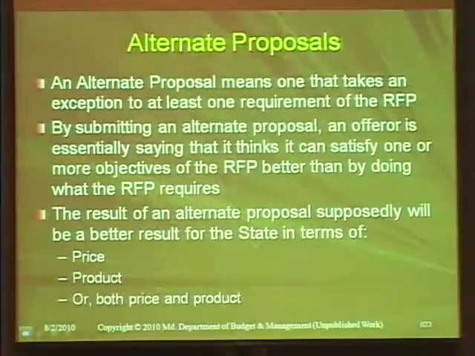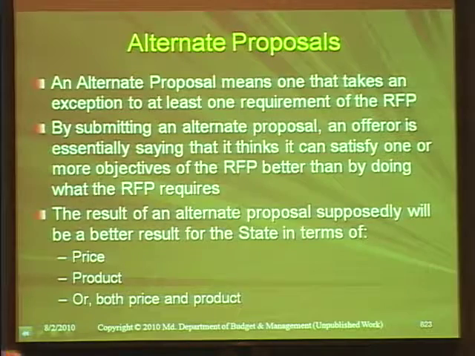And the second thing there is what is very important. By submitting an alternate proposal, an offeror is essentially saying that it thinks it can satisfy one or more objectives of the RFP better than by doing what the RFP requires. The result of an alternate proposal supposedly would be a better result for the state. That's what you're looking at. That's the focus. It's a better deal for the state in terms of either price, product, or both. That's what they are trying to do, is convince you that if you take their alternate approach, we will be better off for doing that.